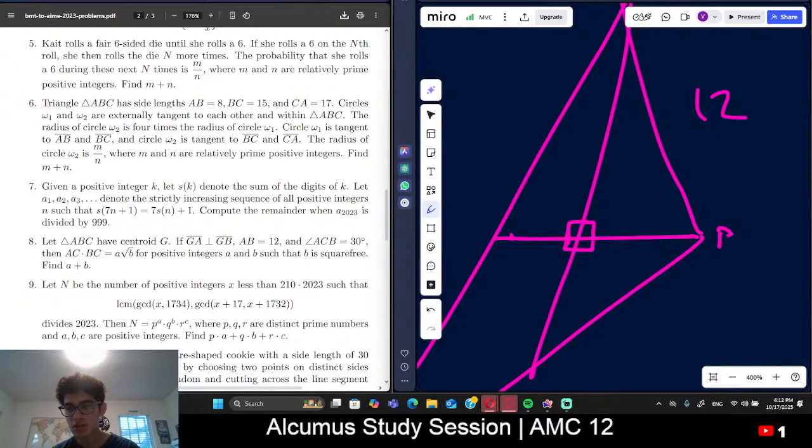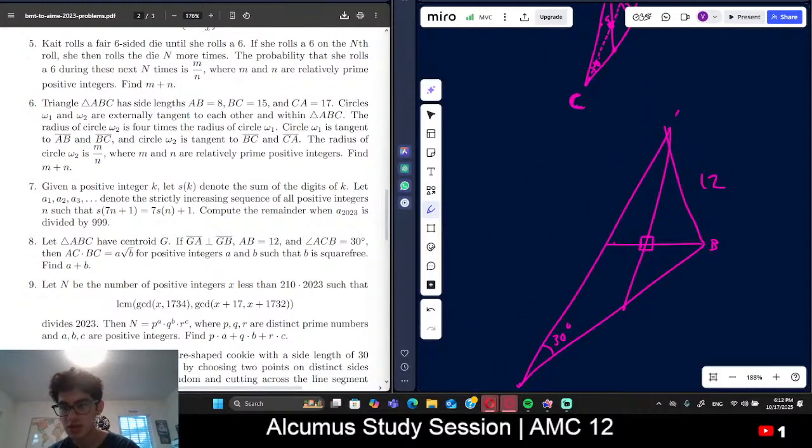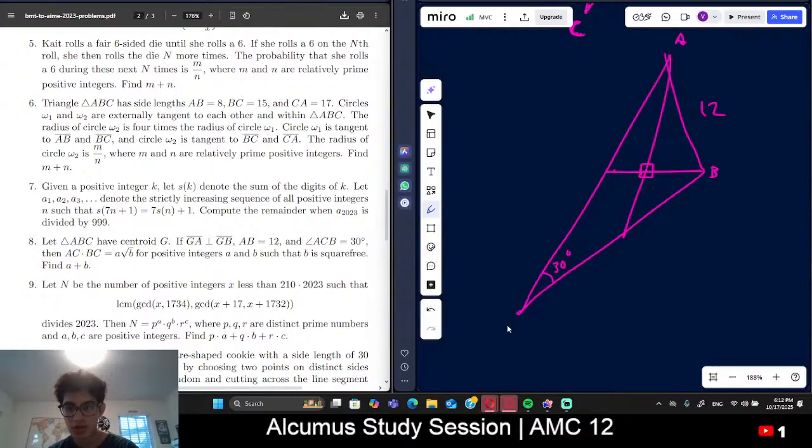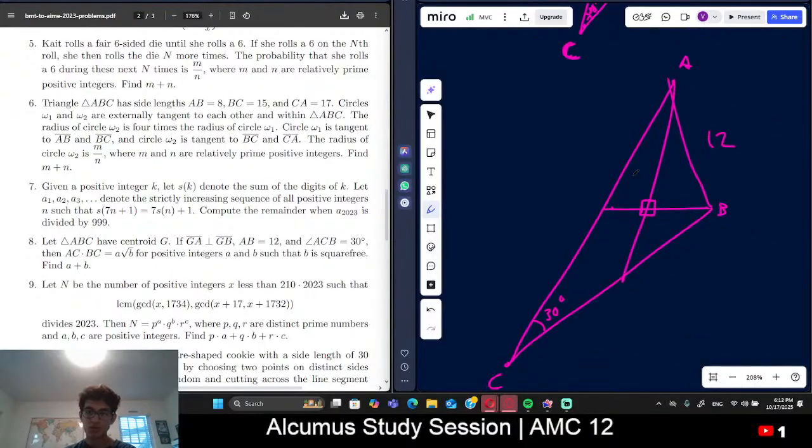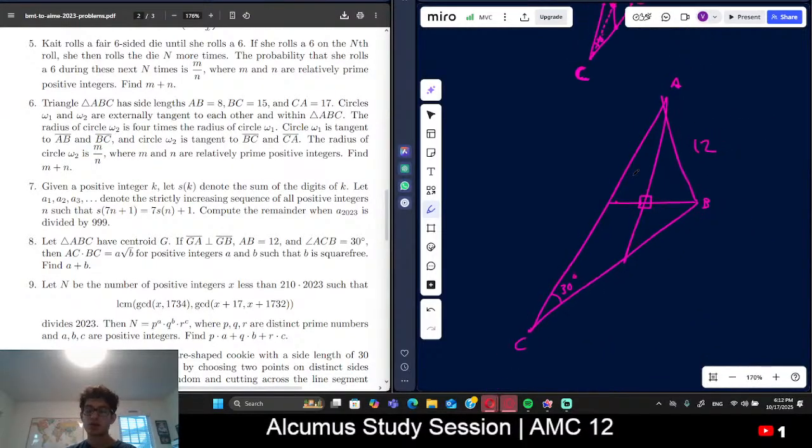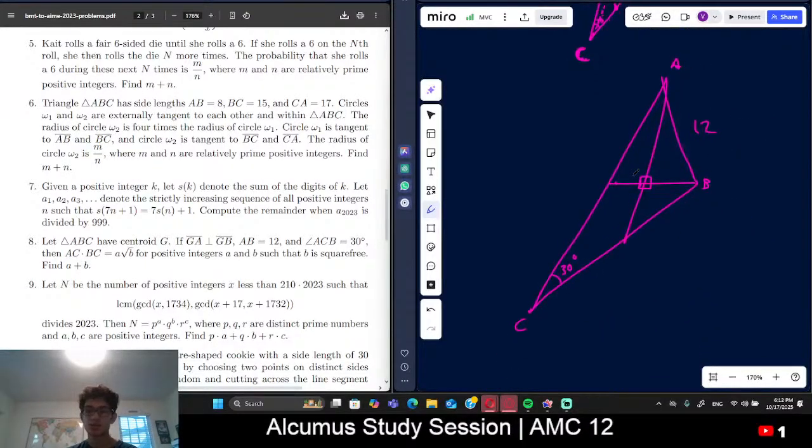If this is now the case, this is B. I think that's A and C. What else do we know? I think that's all the information we're given, right? The 30 degrees is also given. We want AC times BC. How do we find that? There are a few different relationships that we can use here, right? So this can be X, this can be Y. Now what do we do?